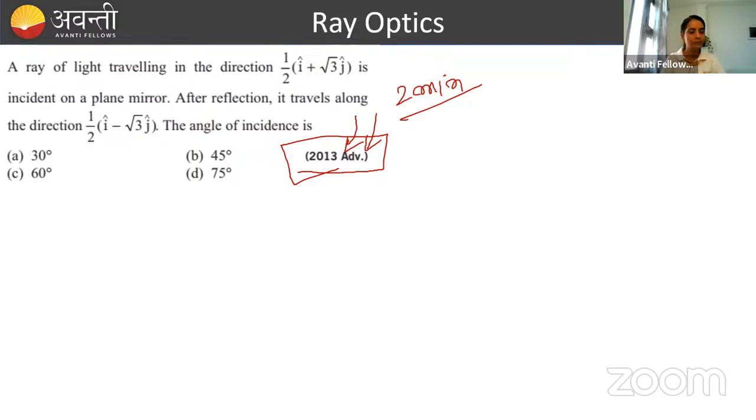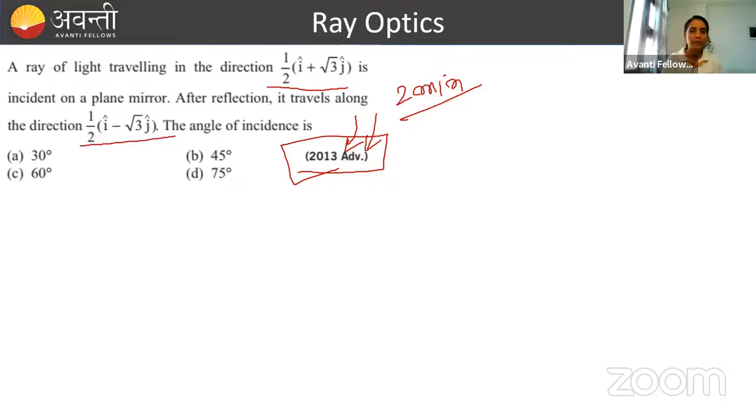Okay, so let's learn the question actually, what the question is saying and what we need to find out, what things are given and what we need to calculate. There is a ray of light traveling in this direction. Okay, so incident light is in this direction. After reflection, it travels along this direction. So this is the direction along which light reflected is traveling. Okay.